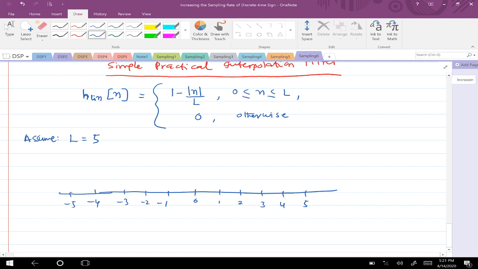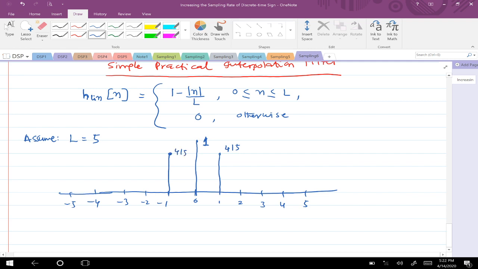At 0, 1 minus 0, right? So that's equal to 1, right? So assume this is 1. And what about at 1? 1 minus 1 by 5, 4 by 5. So that would be 4 by 5. Yes, it is symmetric because you are taking absolute value. So this also has to be 4 by 5.